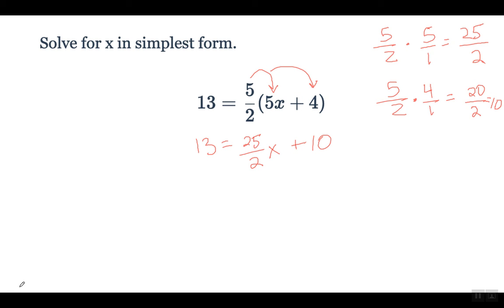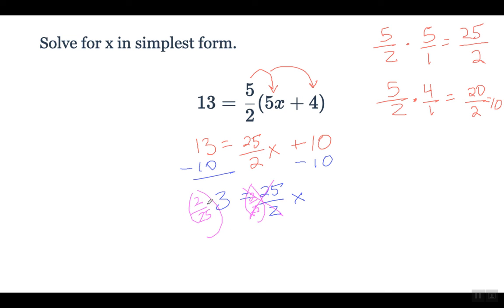Okay, so now follow the same steps. First, let's get rid of the 10 by subtracting 10 from both sides. That's going to give you 3 equals 25 over 2x. Okay, now to get rid of the 25 over 2, I'm going to multiply both sides by the reciprocal of 25 over 2, which would be 2 over 25. Okay, so on this side, this is going to give you a positive 1, so you could just get rid of all that.